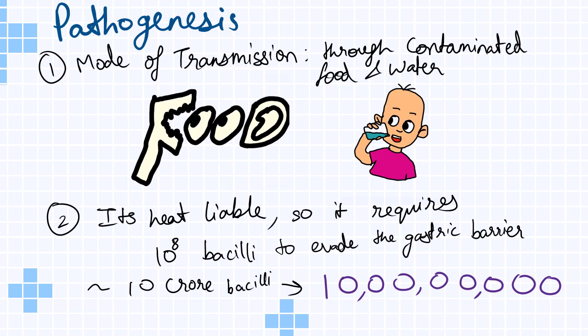Now let's begin with the pathogenesis. Cholera is transmitted through contaminated food and water. Since Vibrio cholerae is acid labile, a large infective dose is needed. Around 10 raised to 8 bacilli is required to survive the acidic environment of the stomach and to reach the intestine. Once it reaches the intestine, it can establish infection and produce disease.